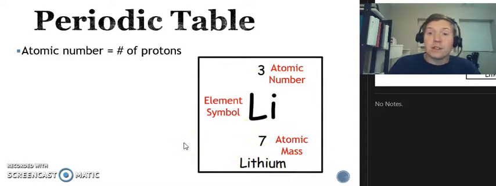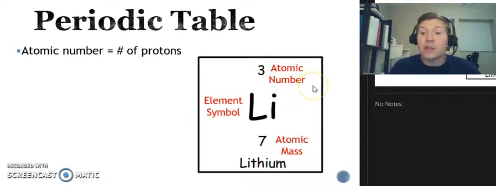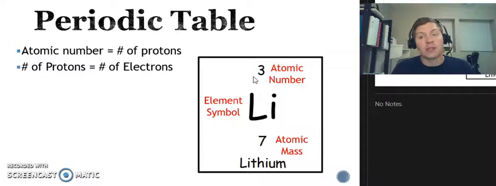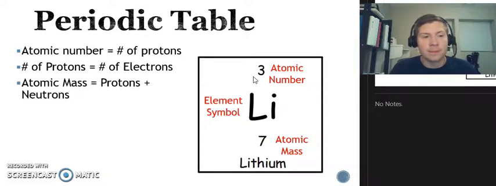Now what these numbers mean. The atomic number represents the number of protons in the element's or atom's nucleus. So lithium has 3 protons, meaning it's one of the first elements in the table. Generally, when we're talking about neutral atoms, the number of protons equals the number of electrons. So, because there are 3 protons in this lithium atom, I could also say there are 3 electrons.